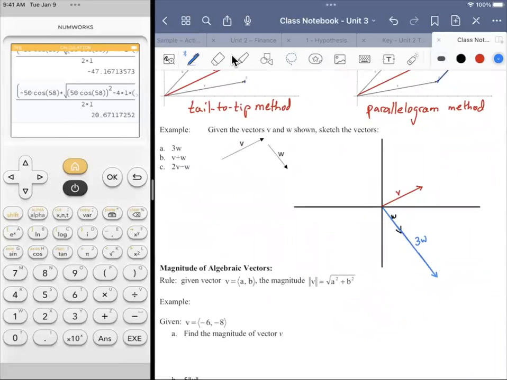Then V plus W, that goes back to the original stuff. Sometimes what people like to do is do them on separate graphs, just so it doesn't get cluttered. But I think this one's okay, because all I'm going to do is apply the tail to tip method, and I can apply it because addition is commutative. I could treat W as a transformation rule for V, or I can treat V as a transformation rule for W. It doesn't make a difference.